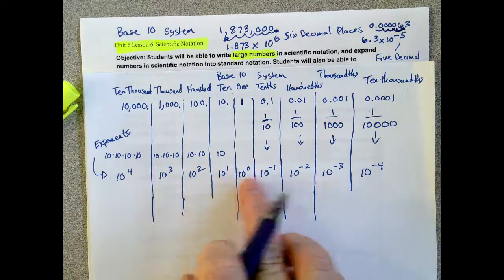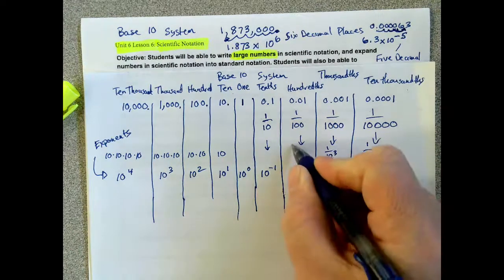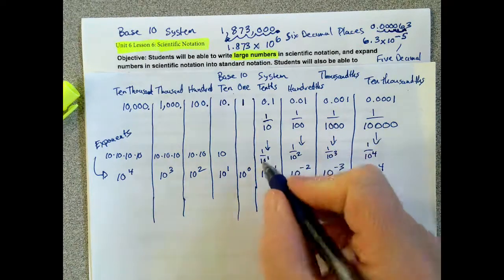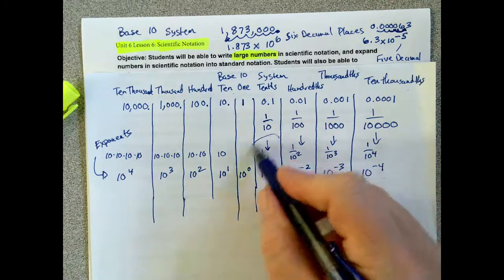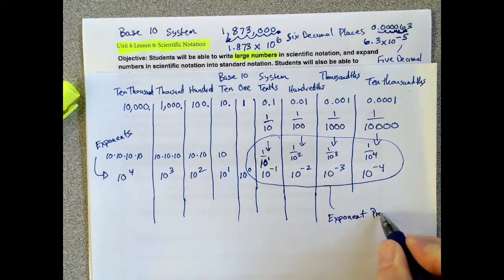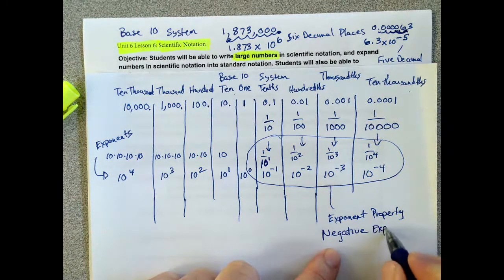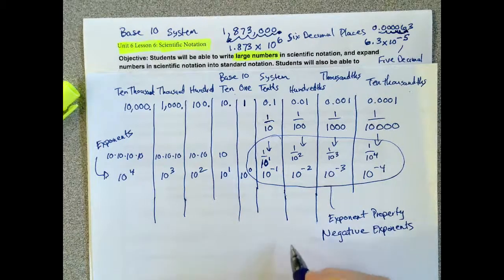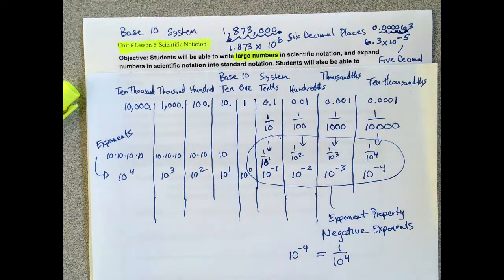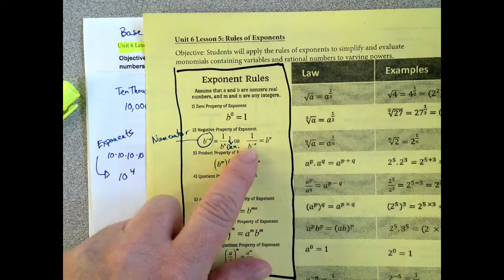And we can see our rule evolve. Remember, this is 1 over 10 cubed, 1 over 10 to the fourth, 1 over 10 squared, and 1 over 10 to the 1. So what do we see here? This whole thing is our exponent property for negative exponents. What did that property say? If we had 10 to the negative 4, we could rewrite that as 1 over 10 to the fourth. If we think about it in terms of what we had the other day, we had our exponent rules, 1 over b to the negative n equals b to the n.